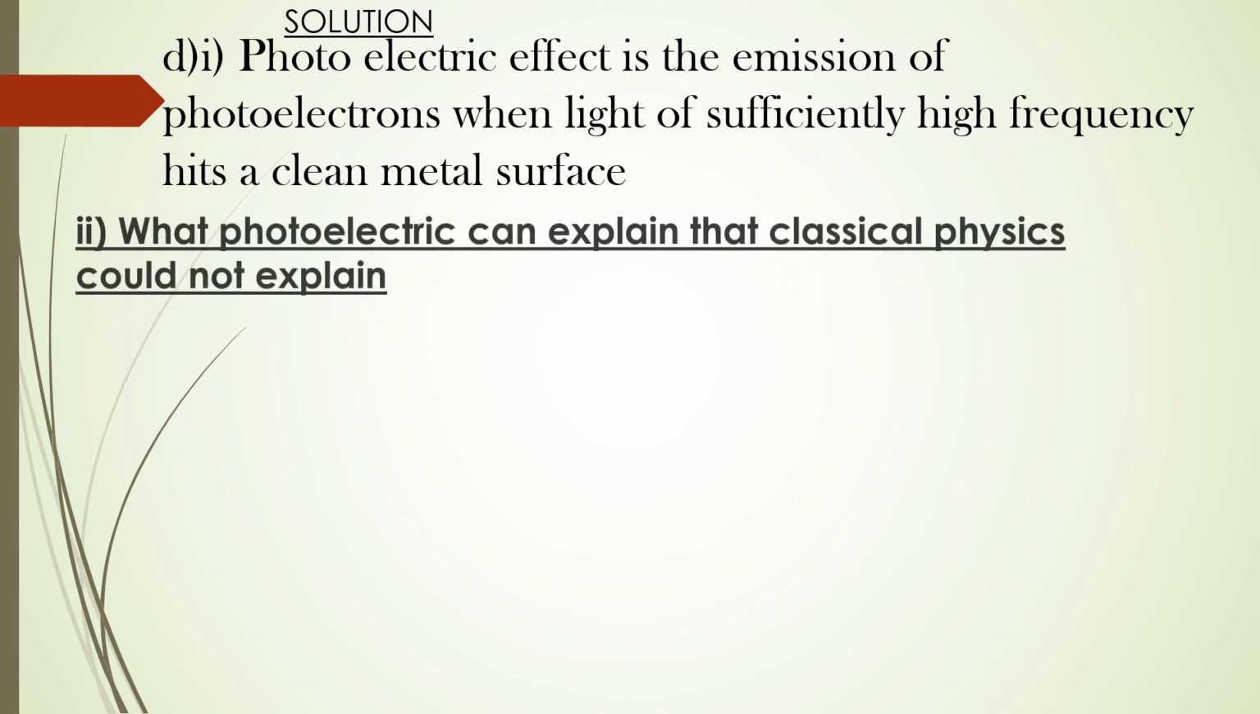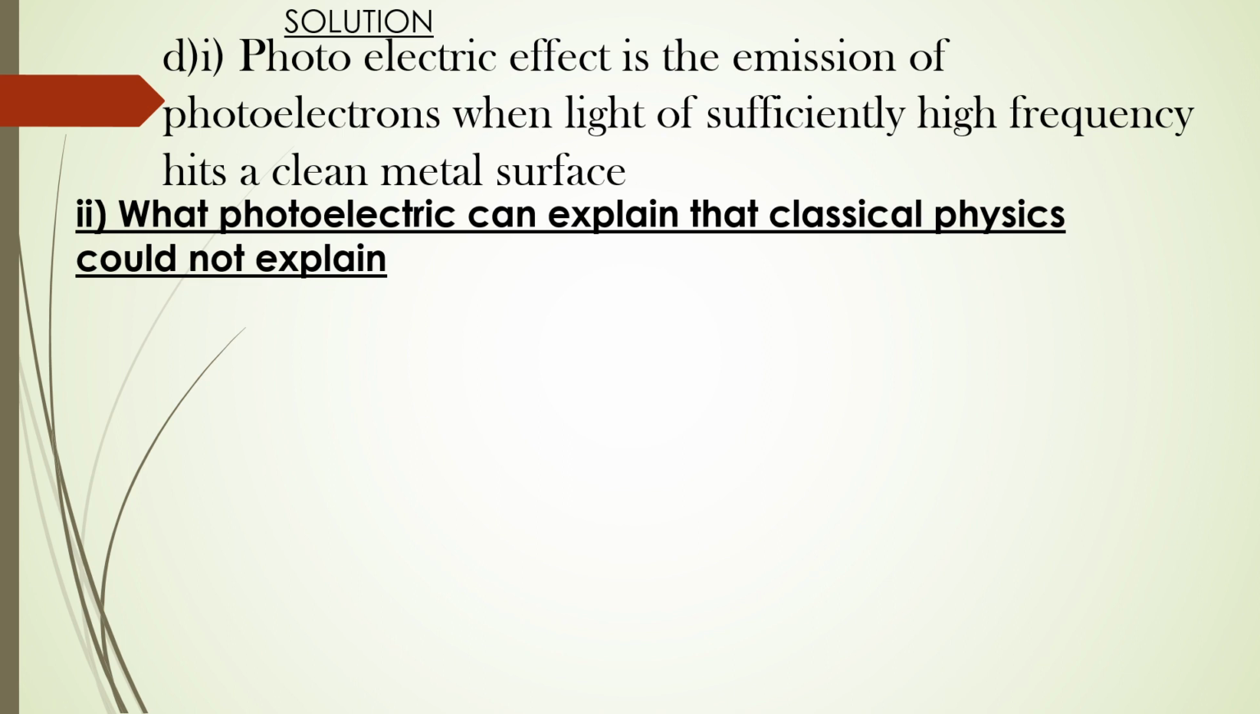So Roman 2, they asked what photoelectric effect shows that classical physics could not explain. The first thing is the almost immediate emission of electrons. Classical physics cannot explain the almost immediate emission of electrons, because in photoelectric effect, when light of sufficiently high frequency hits the metal surface, the electrons are emitted immediately.